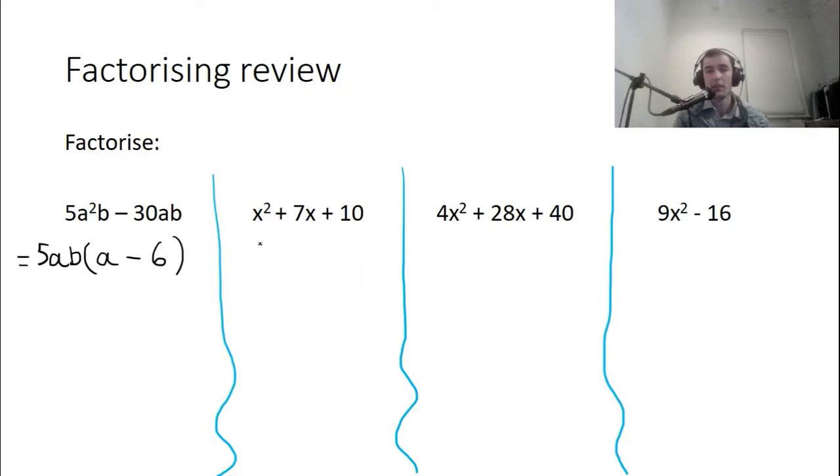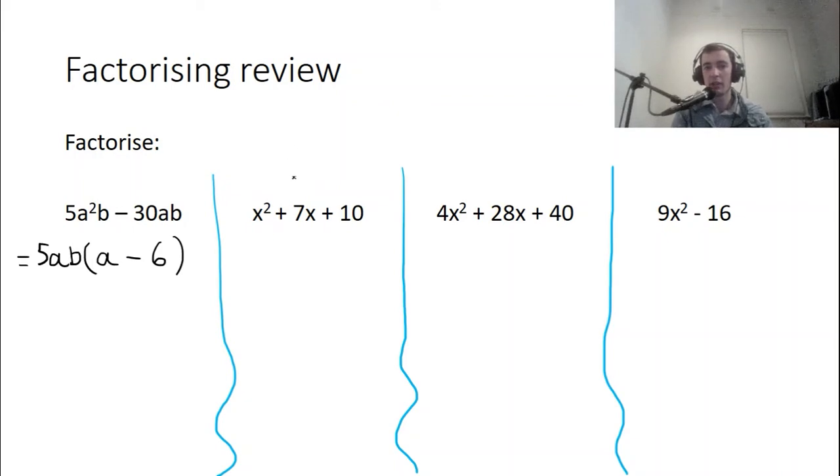All right. Now, let's look at the next one. Is there a highest common factor? No, there's not. Because these two have x's, but this one does not have an x. And there's some factors of 10, but they're not here. So, we have to think about monic quadratics, and there's a video on that.